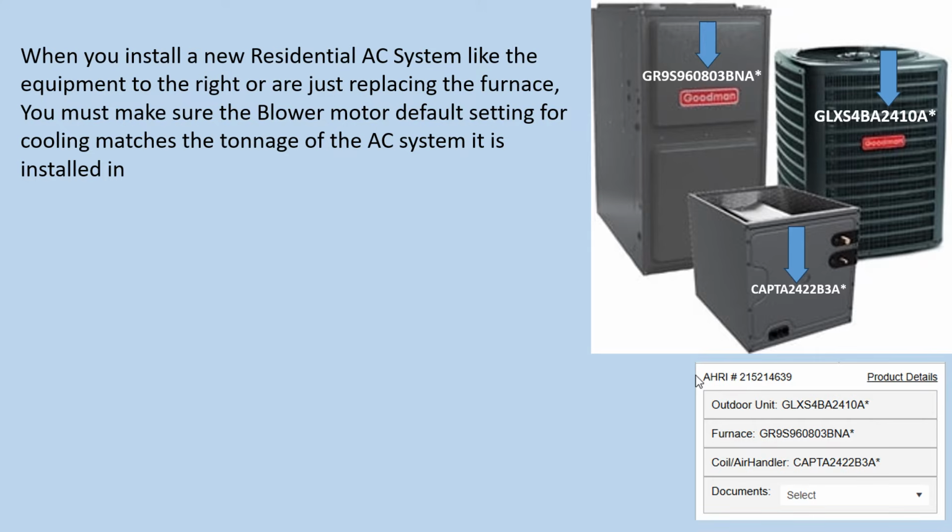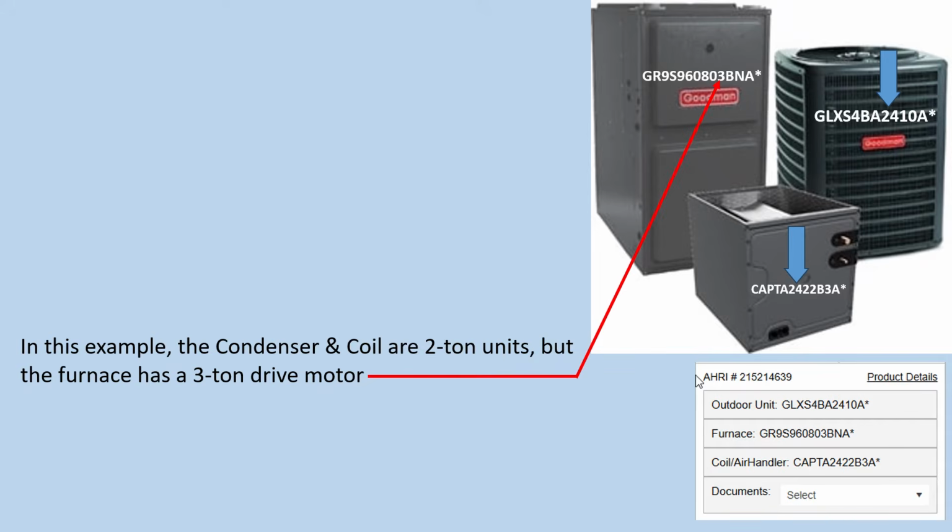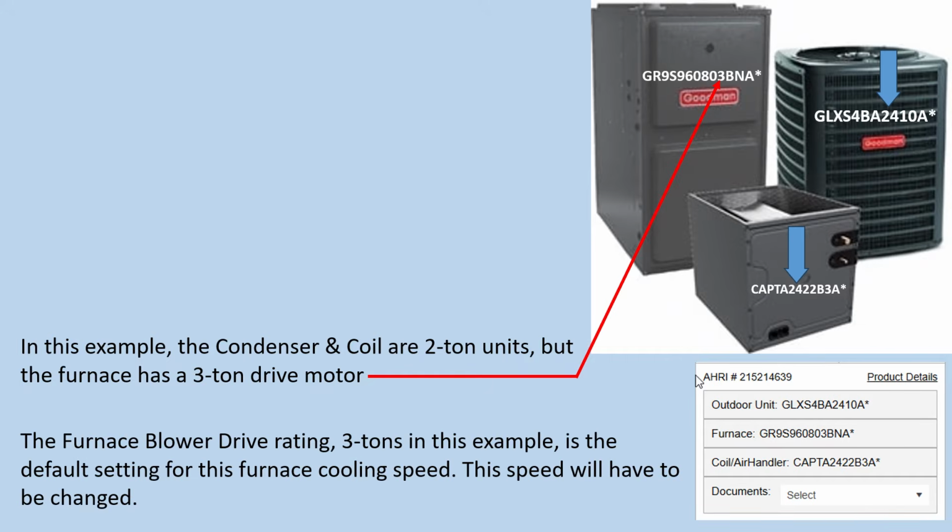When you install a new residential AC system, like equipment to the right, or are just replacing the furnace, you must make sure the blower motor default setting for cooling matches the tonnage of the AC system it is installed in. In this example, the condenser and coil are 2-ton units, but the furnace has a 3-ton drive motor. The furnace blower drive rating, 3 tons in this example, is the default setting for this furnace cooling speed. This speed will have to be changed.